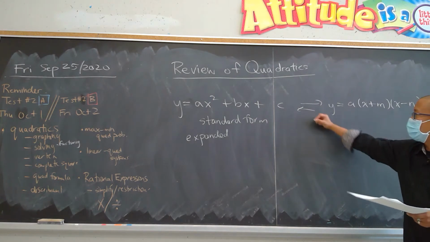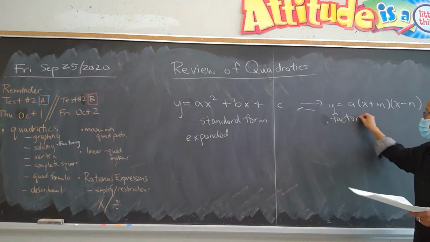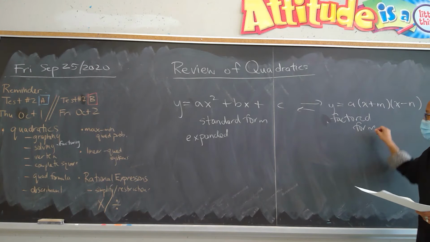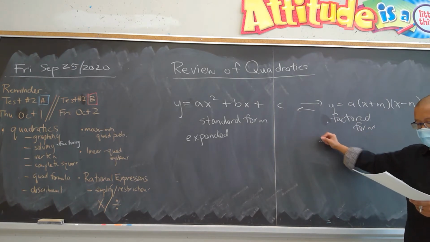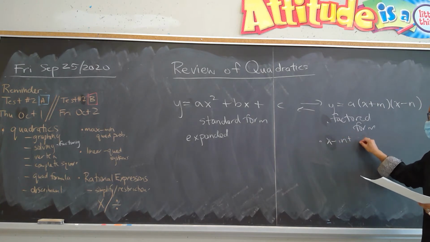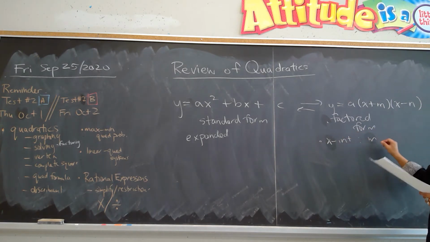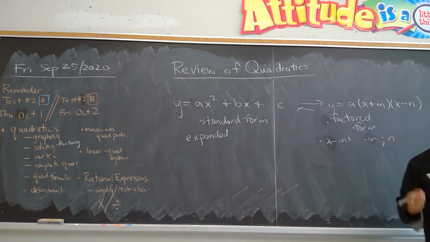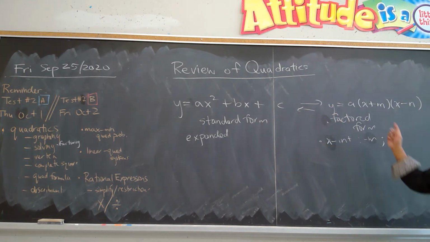And the factored form tells us a lot of things. It tells us about the x-intercepts, right? And I'm going to use a semicolon if that's okay, even though they did it properly using "and." Finally, notice the relationship between the two.